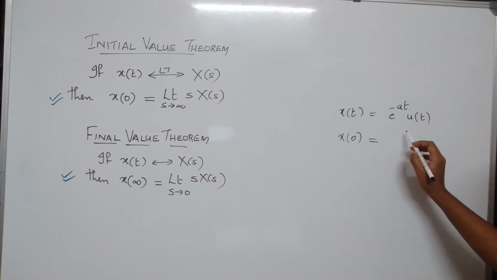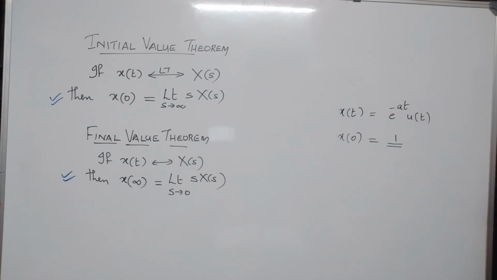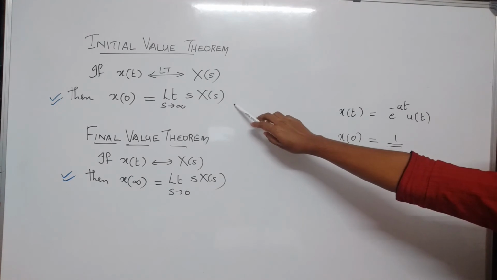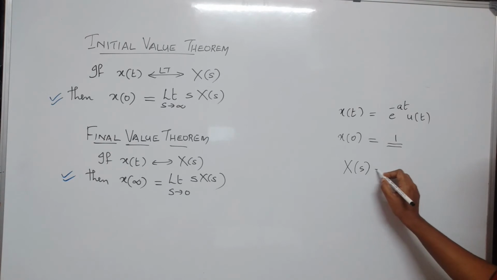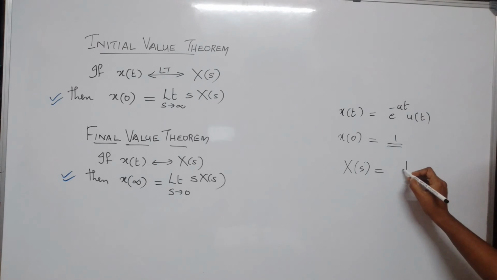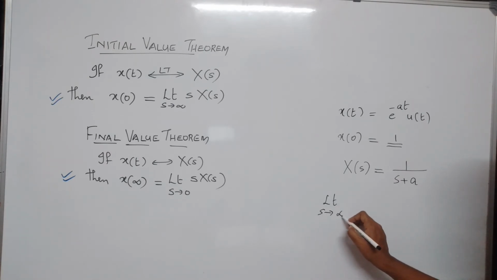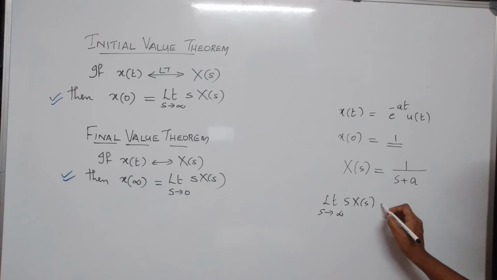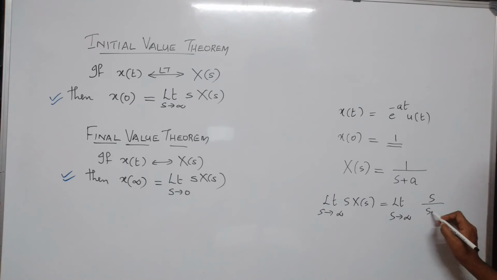What is x of 0 here? e raised to 0 will be 1. So x of 0 you got as 1. Now we have to find the right hand side. For that you have to write down X of s. What is X of s? The Laplace transform of e raised to minus at is, by the standard result, 1 by s plus a. Now, the limit as s tends to infinity of s into X of s, that is, the limit as s tends to infinity of s by s plus a.